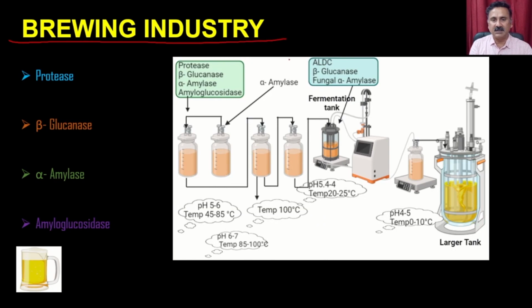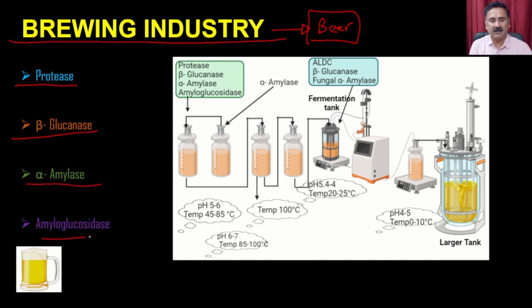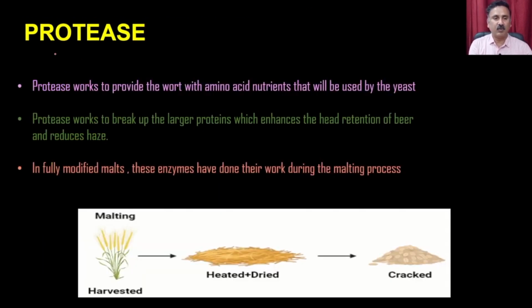Now, going a step further, apart from this industry, you can have different types of enzymes which are also working in the brewing industry. In the brewing industry, which is responsible for beer and related products, you can have in-depth procedures and different steps. And at different steps, you are going to use enzymes like proteases, beta glucanases, alpha amylases, and the amyloglucosidases. All these are required for producing an excellent beer so that it will be consumed by the customers. So the first is proteases.